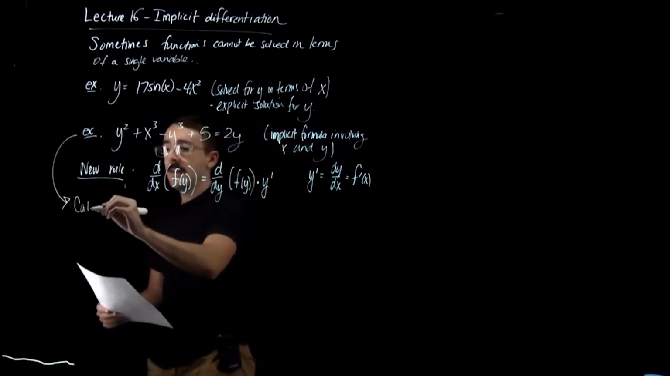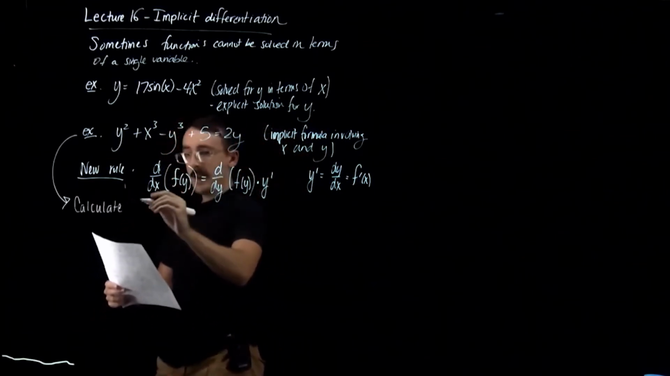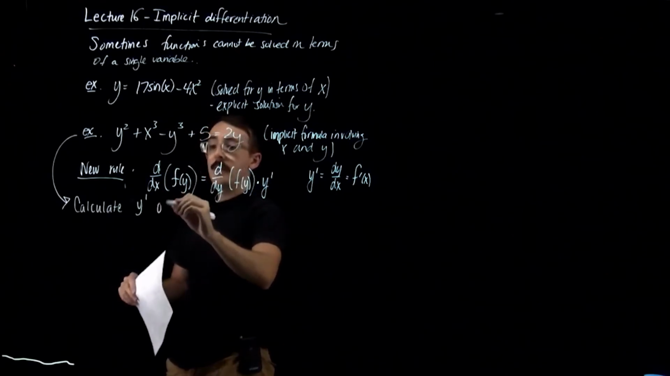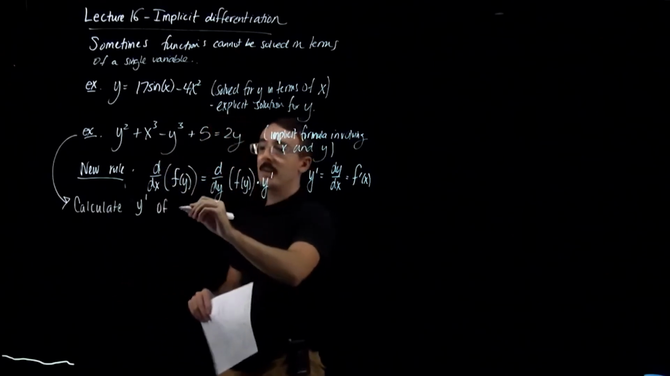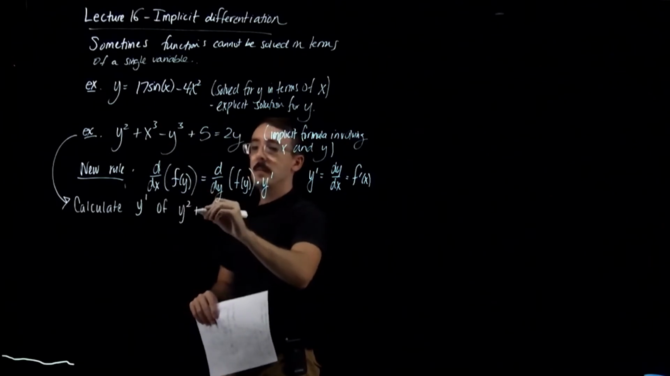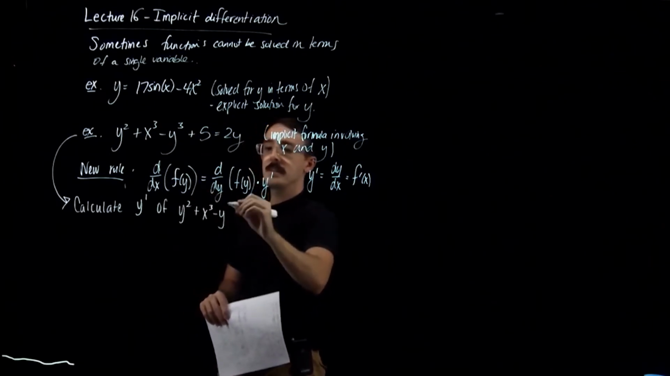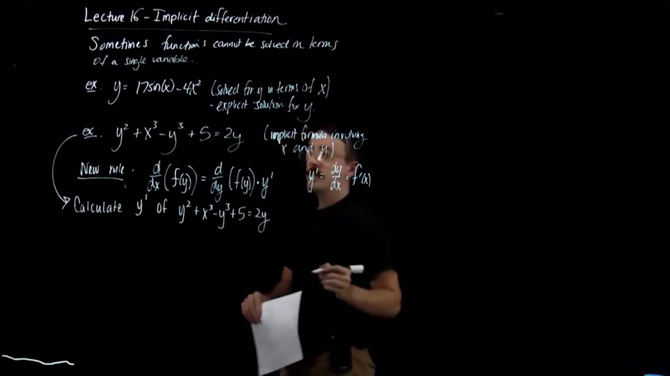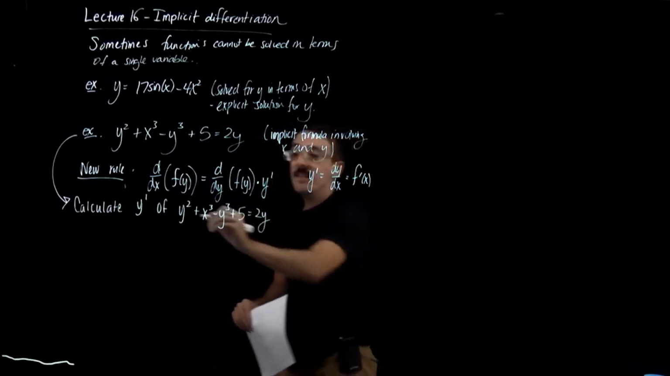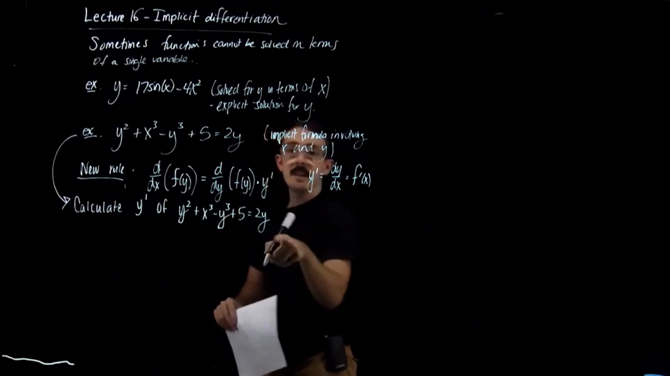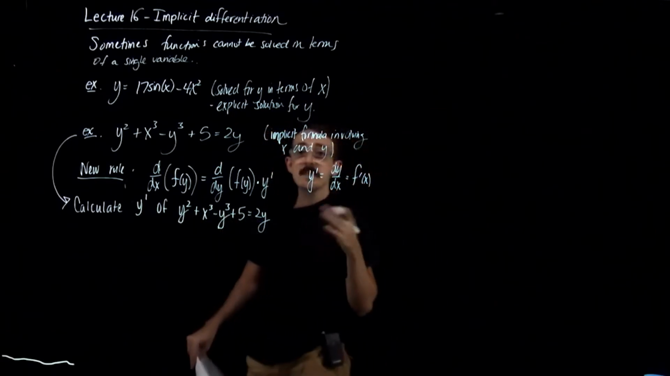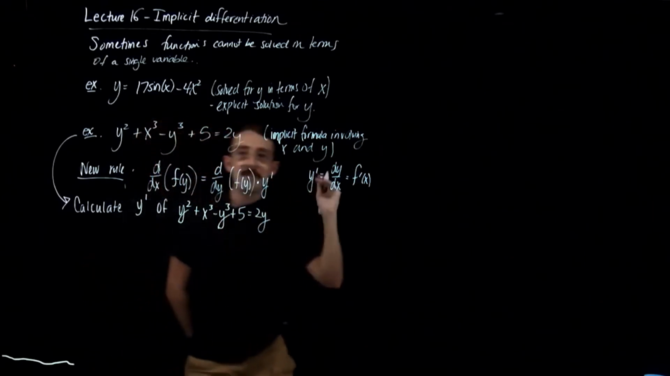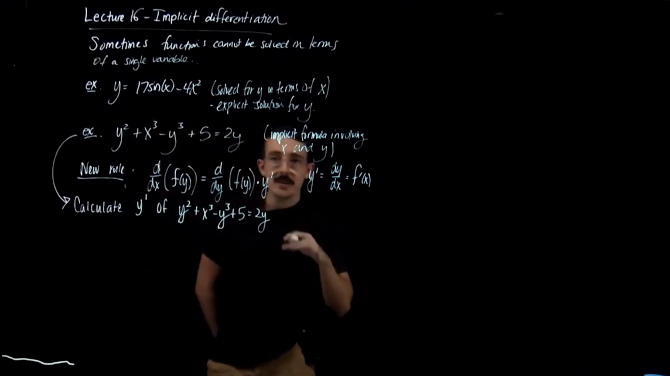So we're going to calculate y prime of, and I'm going to just use this example right up here, I'll rewrite it, y squared plus x cubed minus y cubed plus 5 equals 2y. We're going to find the derivative of this, even though there's a y in many different spots here. So let me show you how this looks. Typically there are the same 5 steps that you're going to follow when you're doing this.